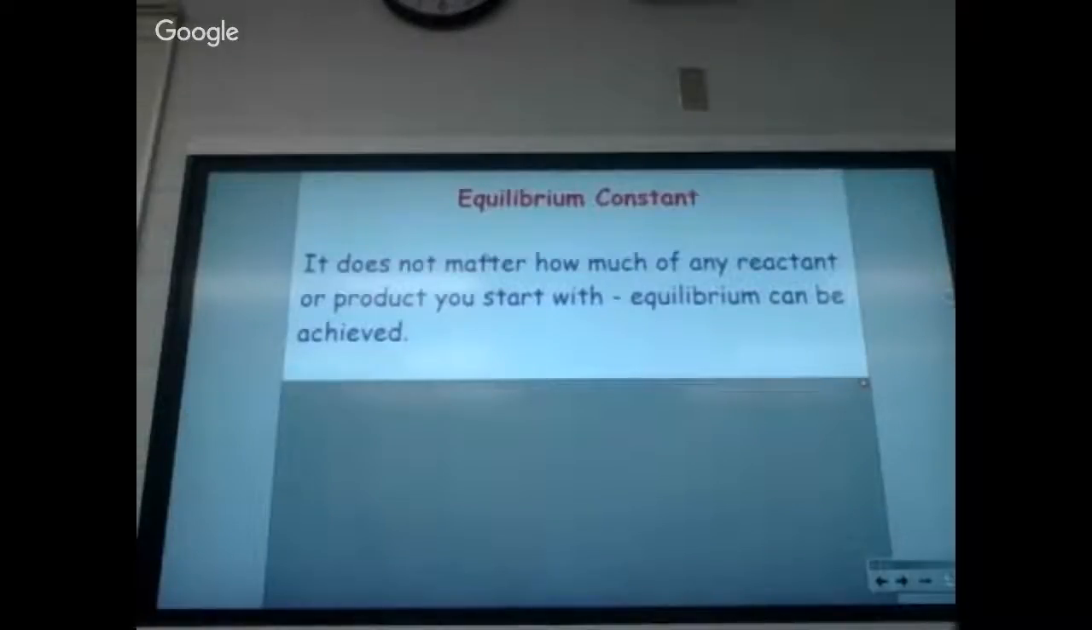Now, we're going to learn to write what's called an equilibrium constant today. The nice thing about writing an equilibrium constant is it doesn't matter how much of any reactant or product you start with. The amounts are irrelevant. Equilibrium can be achieved.